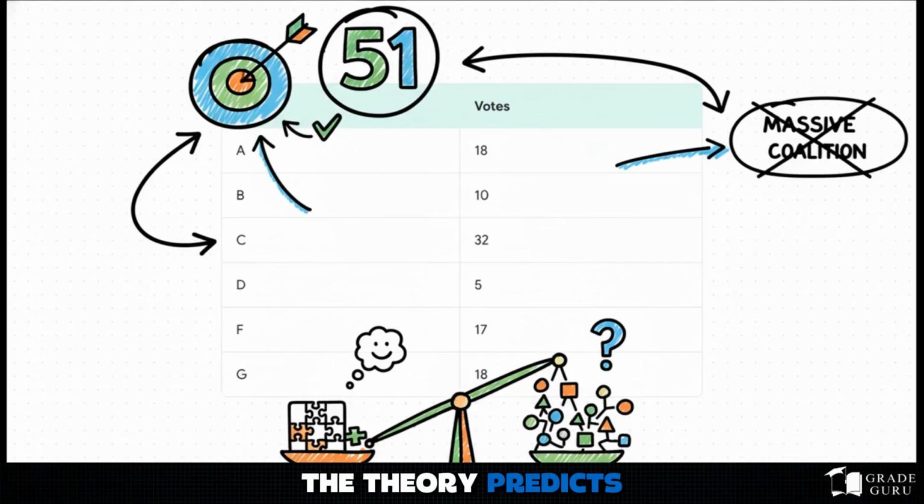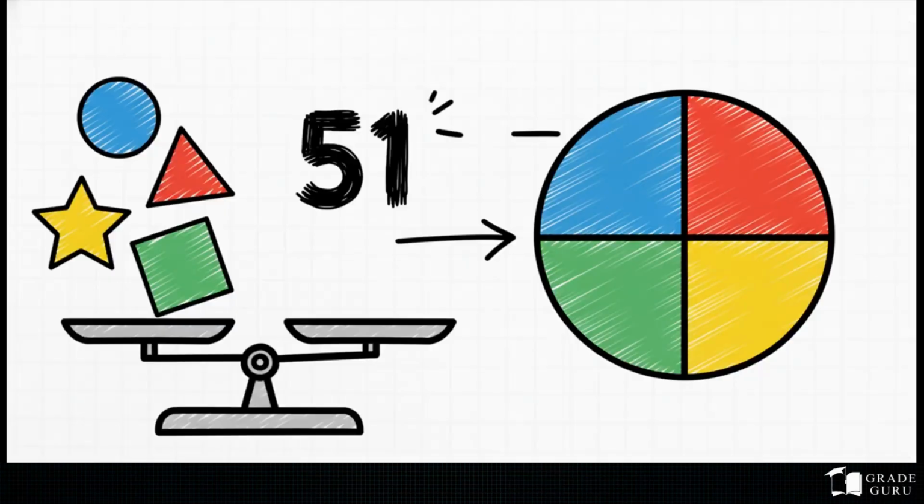Now, the theory predicts that parties won't form some huge, oversized group. Why not? Because that means sharing power and jobs with more people than you have to. Here is a super useful tip for your exam. The magic number is always half the total votes plus 1. So in this case, the rational move is to build the smallest possible coalition to hit that number. You want to share the prizes of power, like ministries and influence, with as few partners as possible.